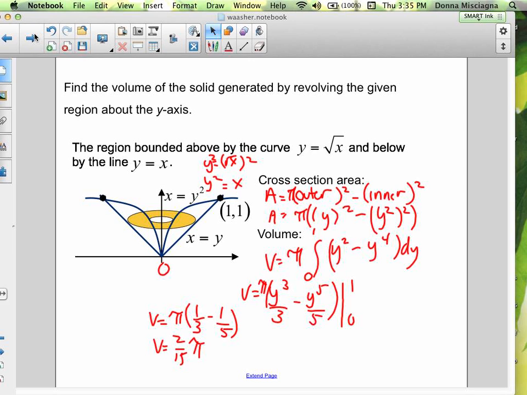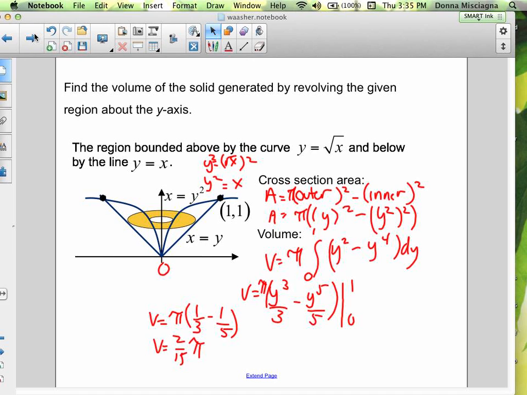All right, so then we're going to square it, outer minus inner, and then we'll integrate and evaluate. So we have y squared. Where's our function? We have x equals y as the outside, so we have y squared minus y squared squared, so that's going to be y squared minus y to the fourth. An easy integration and an easy evaluation.